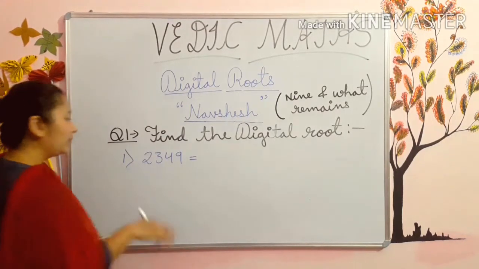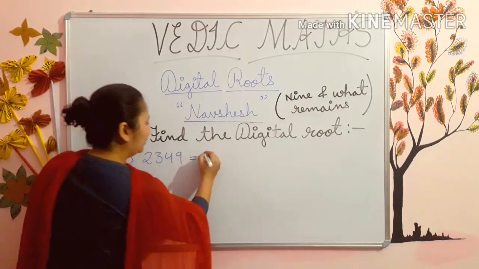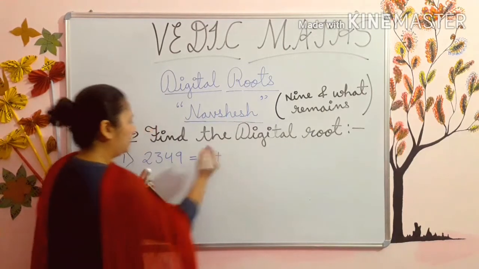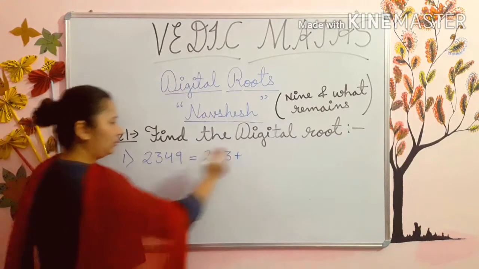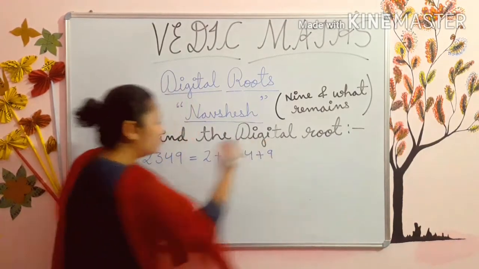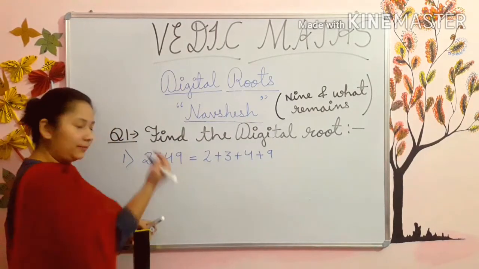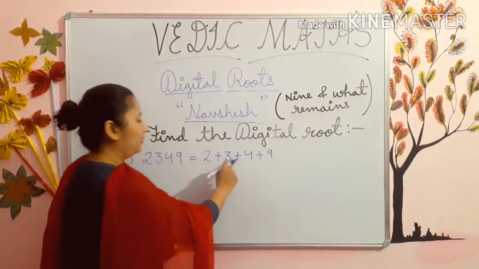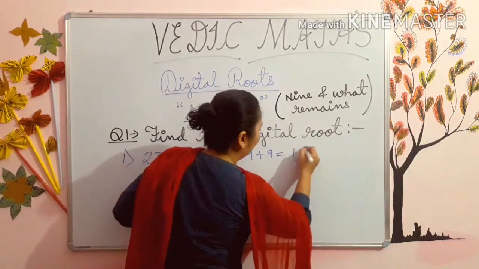See students, you have to add each digit. Like the first digit is 2, so 2 plus second is 3, third is 4, and the last is 9. So you have to add each digit. Now add them, find the answer. 2 plus 3, 5. 5 plus 4, 9. And 9 plus 9, 18.